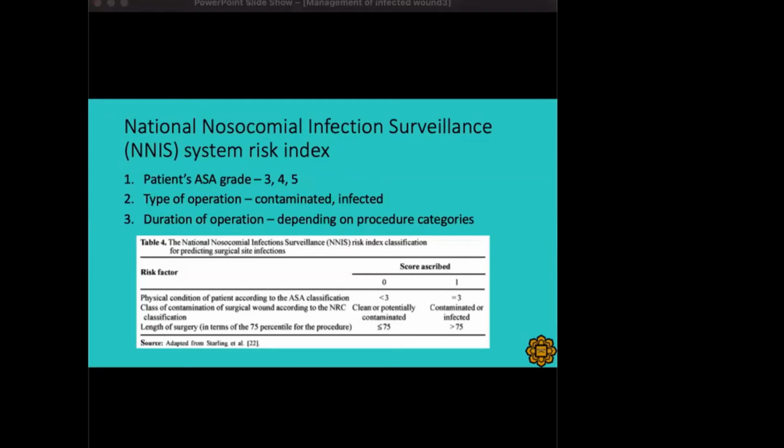There is what is called NNIS, or National Nosocomial Infection Surveillance System Risk Index. Basically, you can score the risk factors of developing SSI. Okay, I'm not going to go through this. You can read it at your own leisure.